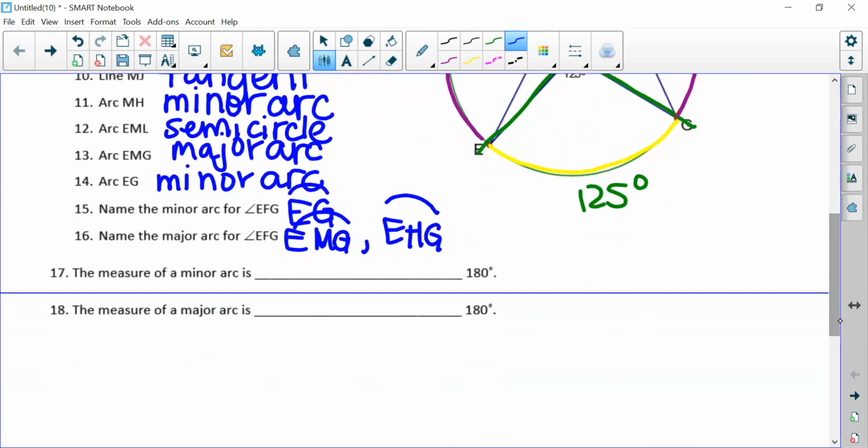Okay. Number 17, by definition, the measure of a minor arc is less than 180. The measure of a major arc is greater than 180.